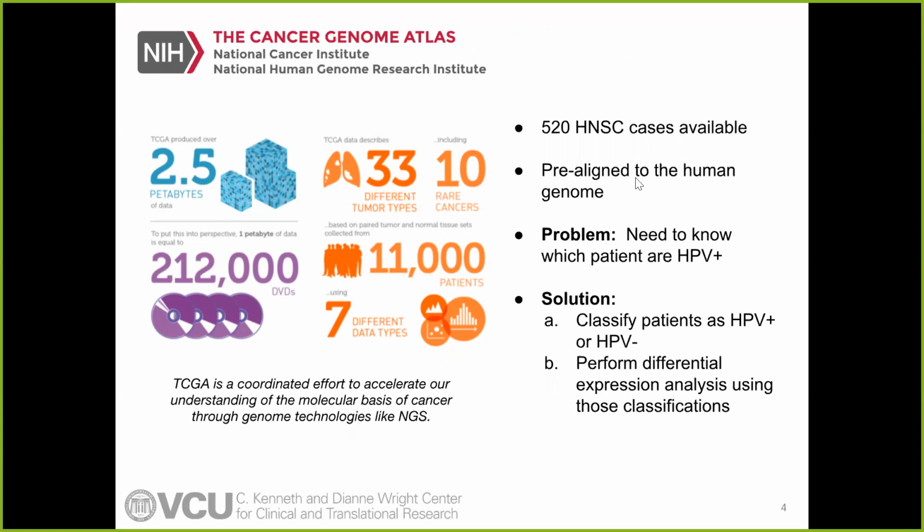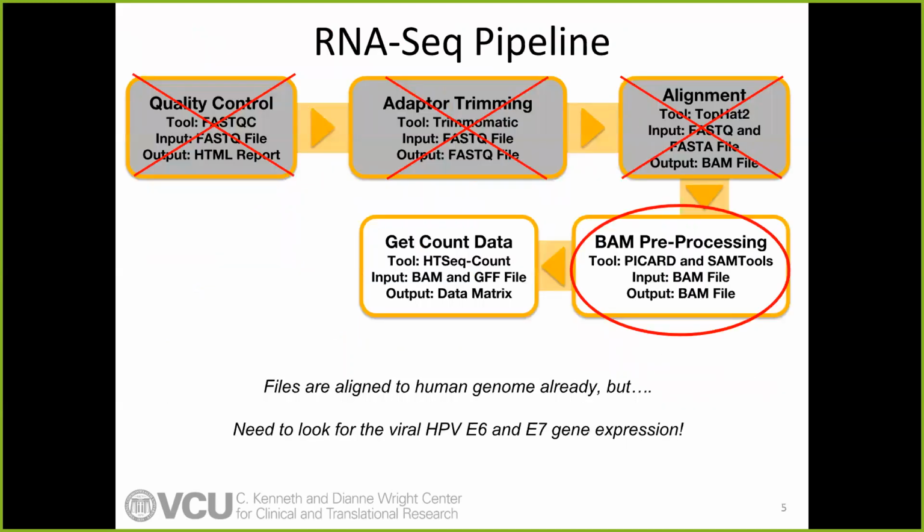So with this data, we had 520 head and neck cases that were available. These were pre-aligned to the human genome, so we're dealing with BAM files. The first problem we needed to solve was which patients were HPV positive. So the solution to that was to classify the patients as HPV positive or negative, and then perform our differential expression analysis. So here's the modified pipeline from the general that I did for this data set.